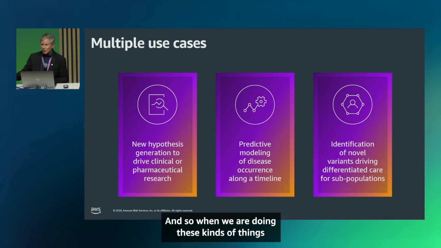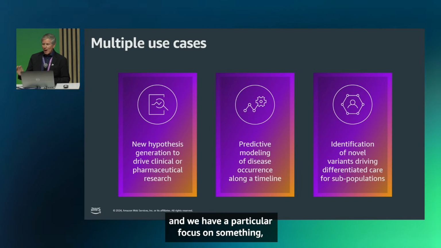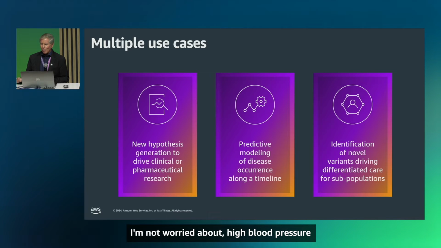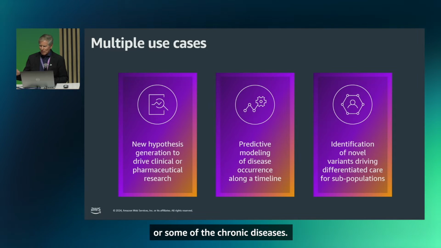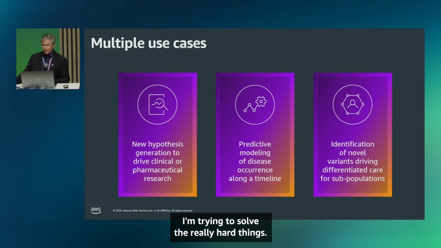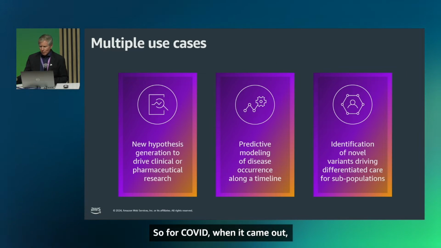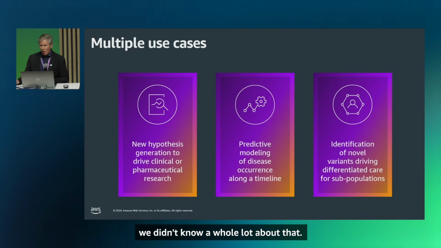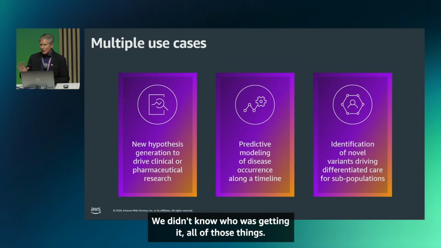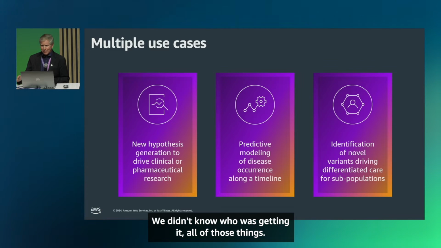And so when we are doing these kinds of things, we have a particular focus on something, a particular disease, and from my perspective, I'm not worried about high blood pressure or some of the chronic diseases. I'm trying to solve the really hard things, right? So for COVID, when it came out, we didn't know a whole lot about that. We didn't know exactly what was killing people. We didn't know who was getting it, all of those things.